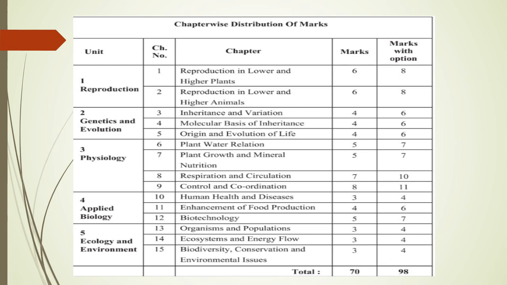Third chapter is inheritance and variation, which is for 4 marks only, which means even if the number of pages are more, you are expected to write about it for 4 marks only. With option, it has 6 marks. The fourth chapter is molecular basis of inheritance, again 4 marks with option 6 marks. And origin and evolution of life, 4 marks only with option 6 marks.